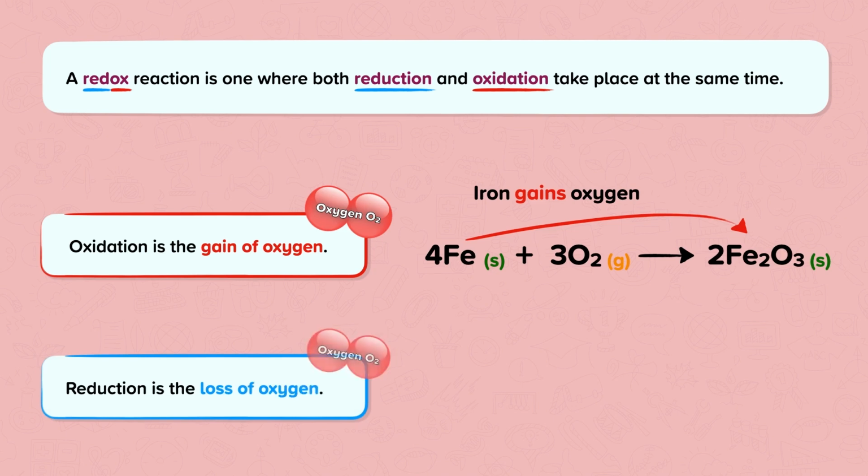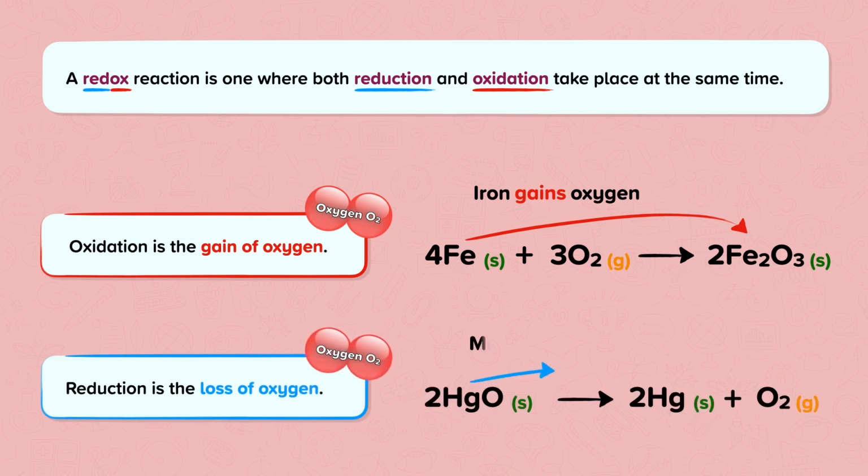Reduction is the loss of oxygen. And now we can see that mercury loses oxygen to become mercury metal. It has been reduced. So this is an example of reduction because oxygen has been removed.